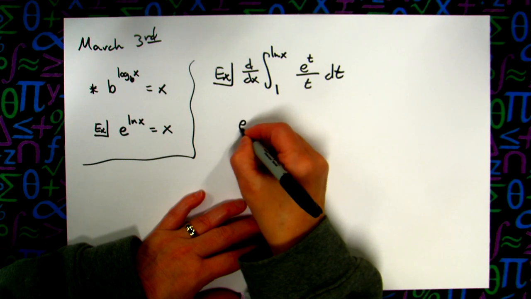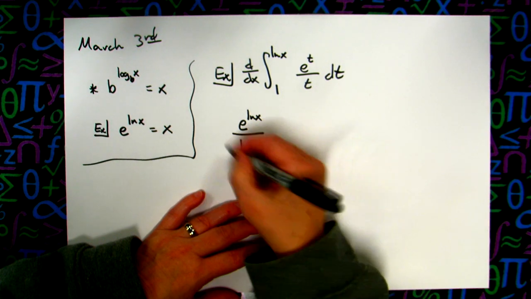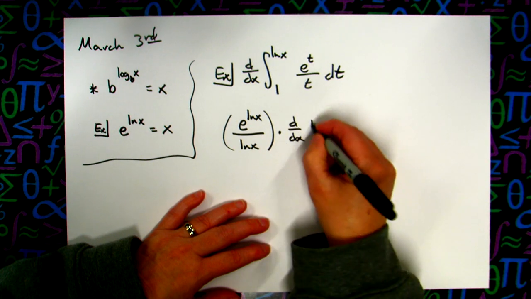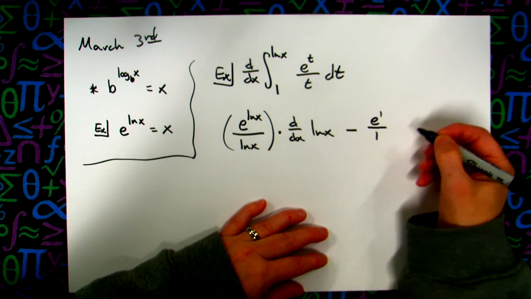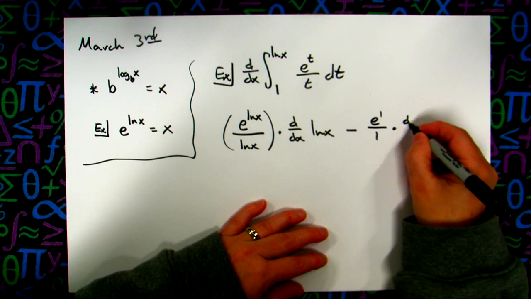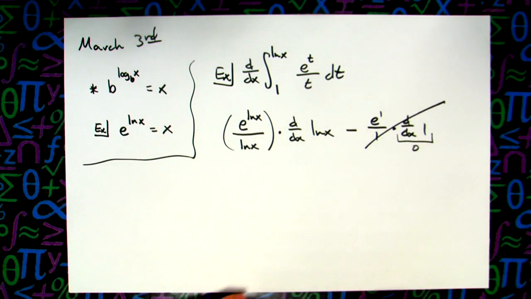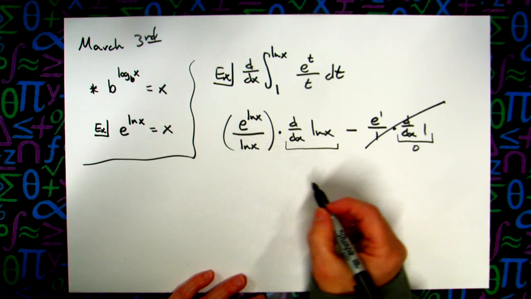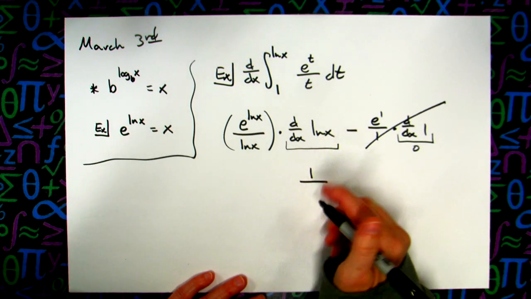I'm going to plug in the natural log of x: e raised to the natural log of x, all over natural log of x, times the derivative, using d/dx notation, d/dx of the natural log of x, minus plugging in a 1, so e to the first all over 1 times d/dx of 1, which is 0. Since this is 0, this whole thing falls out. Now the derivative of natural log of x is u prime over u, so the derivative of x is 1 over x.